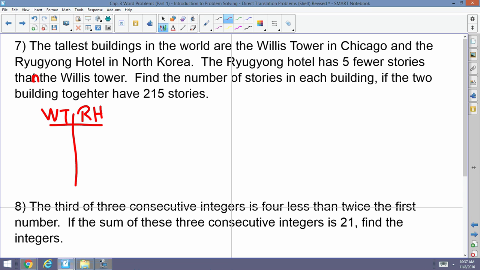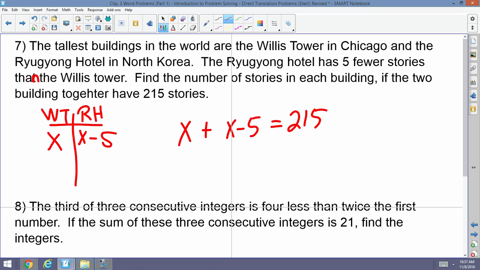What do we know nothing about? We know nothing about the Willis Tower, so we're going to call Willis Tower X. What do we know about the North Korea Hotel? It's 5 fewer stories than the Willis Tower. So how would I represent that? X minus 5. Thank you. How many stories do they have together? The height of the Willis Tower plus the height of the North Korea Hotel equals 215.